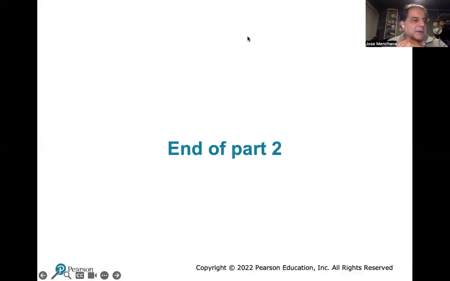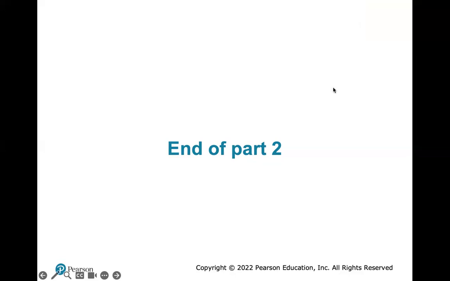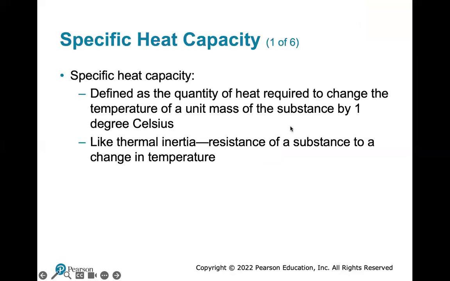Okay, we're beginning the third part of this chapter 15 lecture series, and we're going to talk about specific heat. Let me dismiss my image and begin our discussion of specific heat. Specific heat capacity is defined as the quantity of heat required to change the temperature of a unit mass of the substance by 1 degree Celsius.